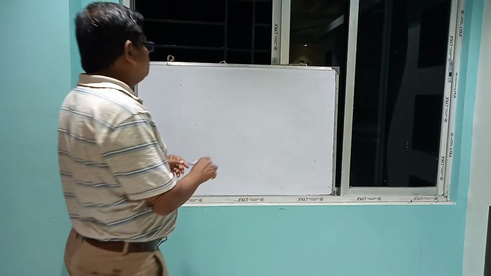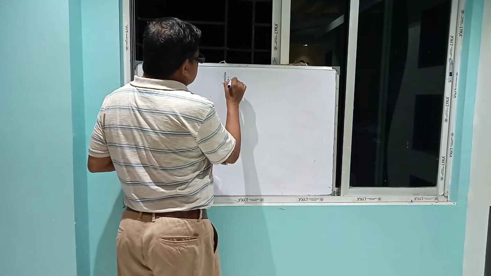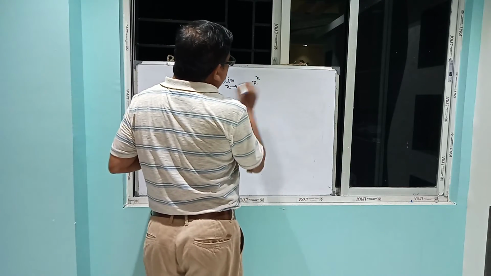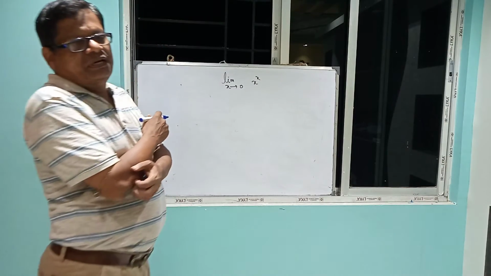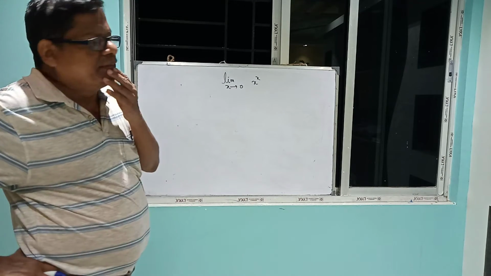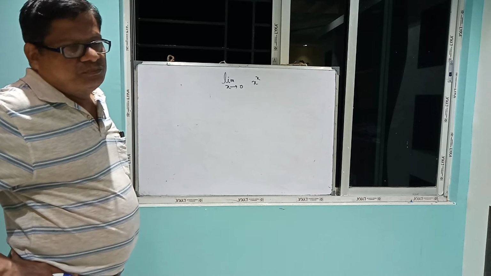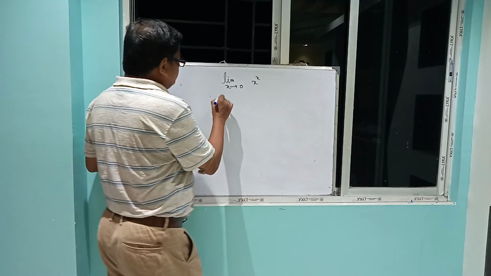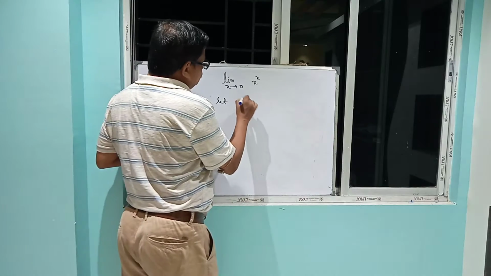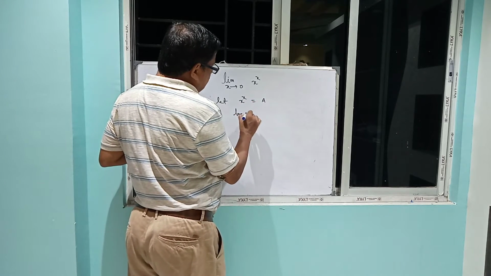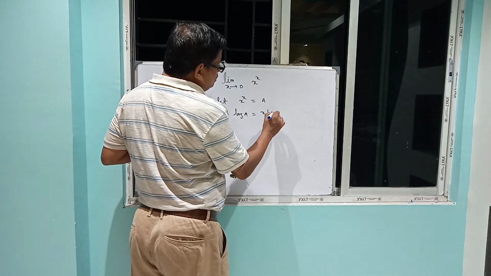Suppose limit x tends to 0, x to the power x is there. How to evaluate this one using L'Hospital's rule? So write, let x to the power x is equal to a, right? So log a equals x log x.